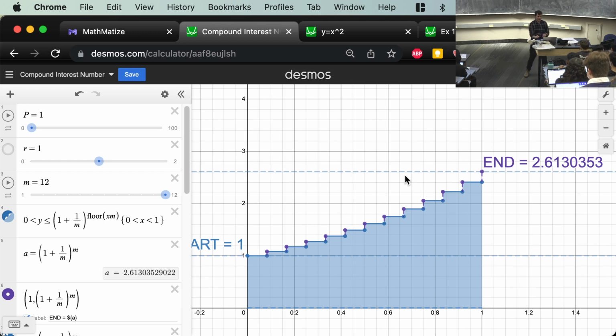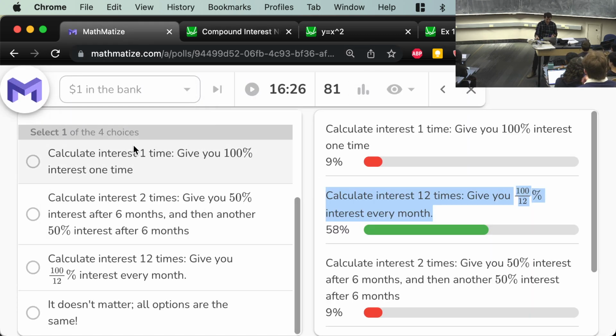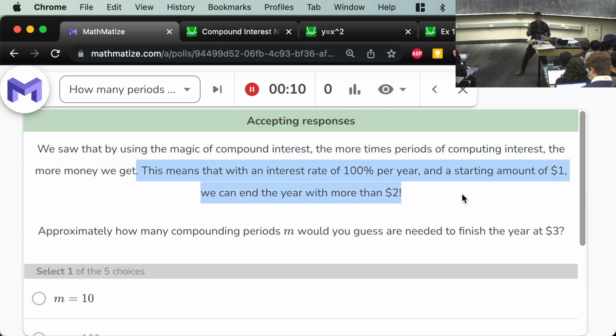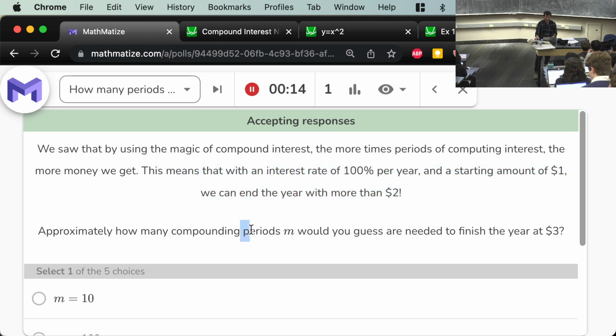OK, so if there's no questions or comments, I'm going to ask you guys a question. We got up to 61 cents stolen from the bank, 61 cents in extra profit, but I'm going to be a greedy guy, and I'm going to go for a full extra $1. So we saw by the magic of compound interest, the more times you do interest, the more money you get. So instead of getting just $2, we can get more than $2. How many times do we have to compound to get $3?